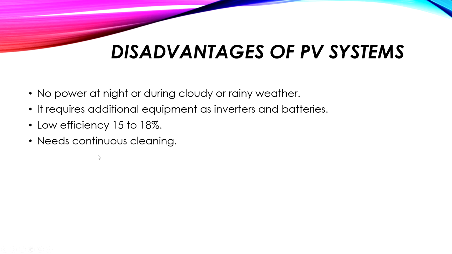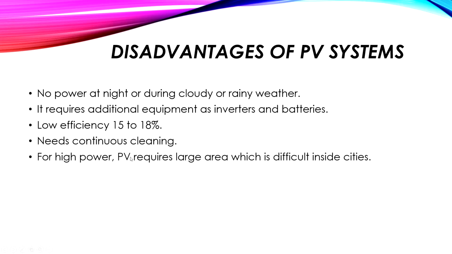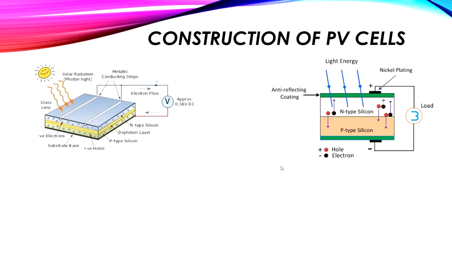It needs a continuous cleaning from dust, of course. For high power, PV requires a very large area, for example, a desert. Of course, it is difficult inside the cities because we don't have a large roof for PV. So what is the construction of a PV cell, or how does a PV cell work?